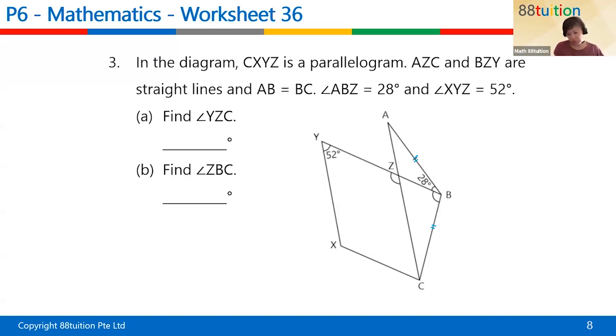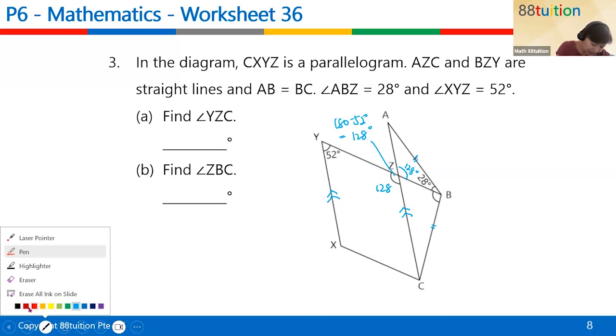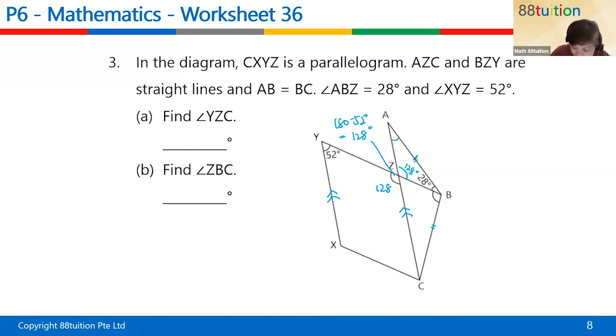Okay, so you know that this is a parallelogram, meaning they have parallel lines. So this one will be 180 minus the 52 degrees, which equals 128. Right now, when this is 128, this is also 128 because of vertically opposite angles. Then on the other side here, what you have is the third angle in this triangle, because I'm focusing on this triangle.